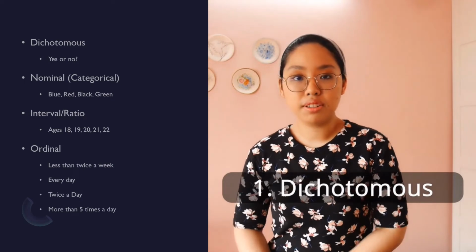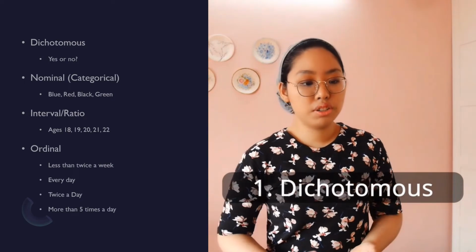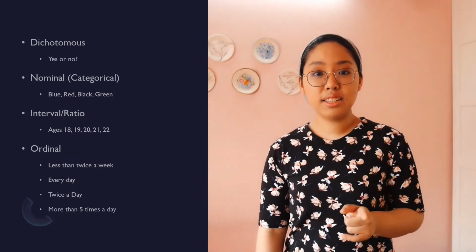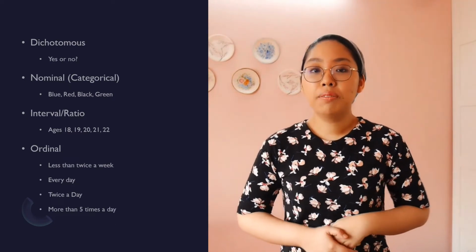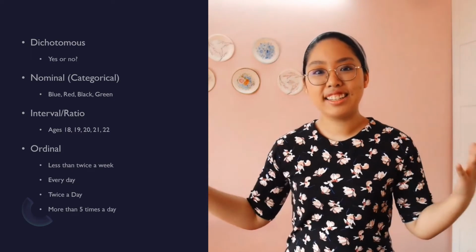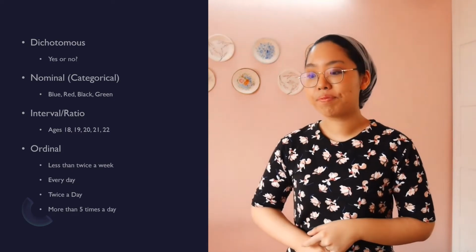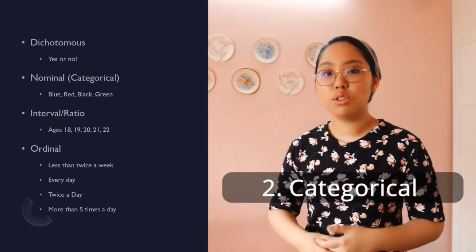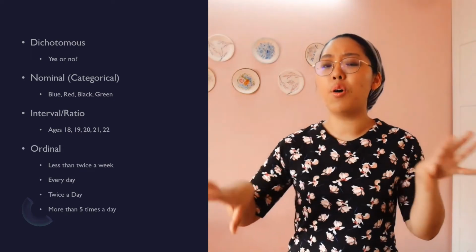Dichotomous variables are simply questions to which there are only two answers, such as yes or no. Are you a Monash University student? Yes or no. That's a dichotomous variable. Secondly, we have categorical variables. These don't have any particular order.